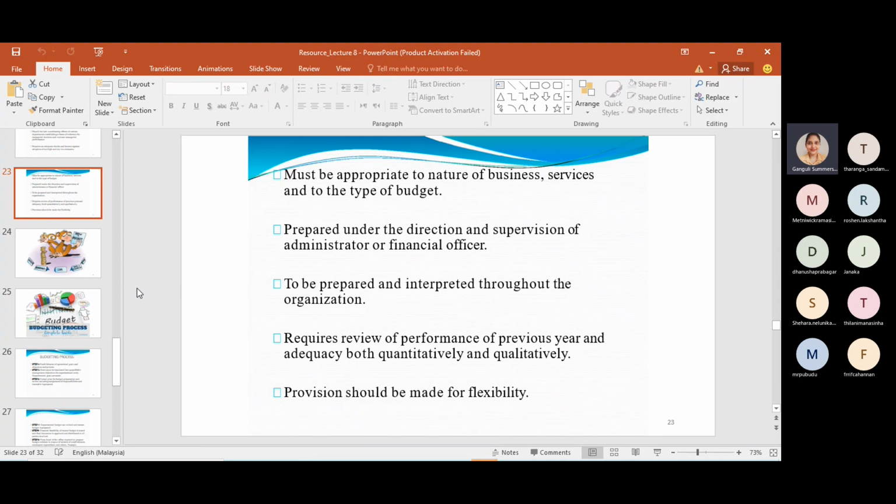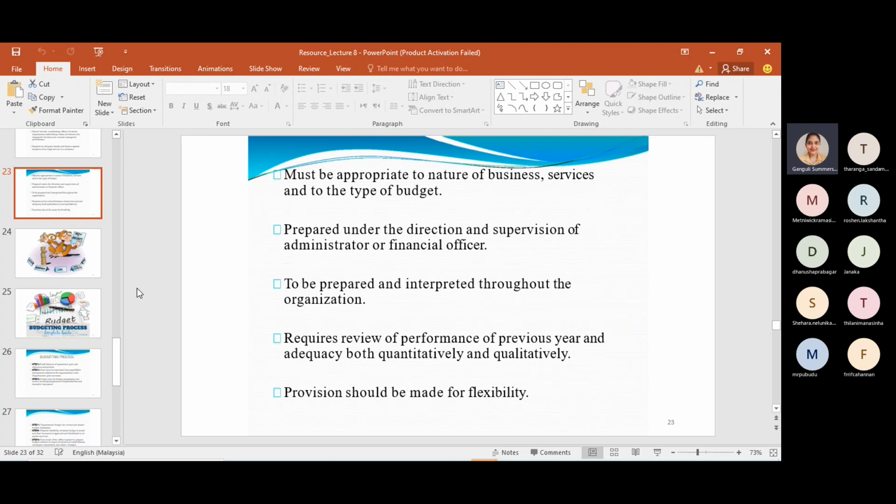Okay, and here you can see some more principles of budget management. The budget that you prepare should be appropriate to the nature of your business. So when we make a budget, we need to consider the nature of the business and make our budget according to the nature of the company or the business.